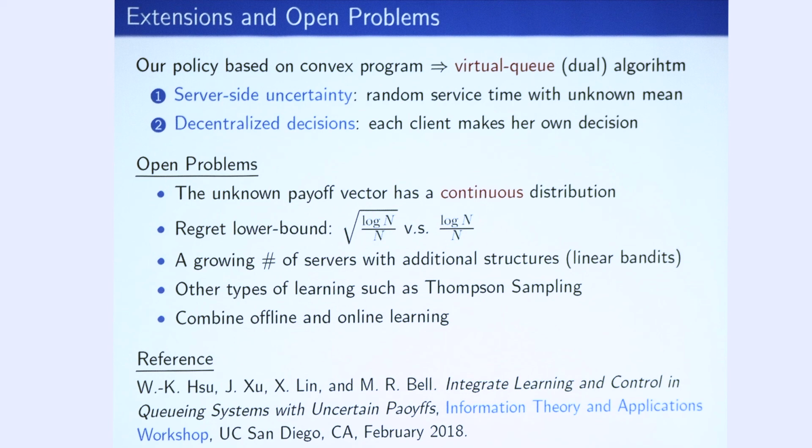The reason is because we assume some structure on the client payoffs. So if there are many clients, you might be able to get some information about this new client from the previous clients. That may help you to learn the new clients' payoffs. If each client is indeed an independent multi-armed bandit problem, then this square root of log n over n is the fundamental lower bound. But there's some dependency among different clients, so we're not able to exclude that.